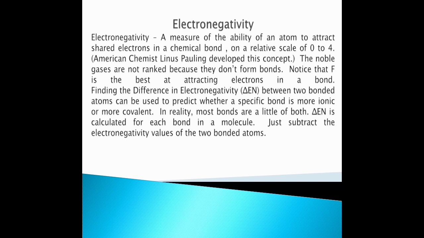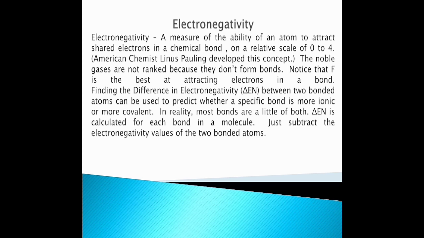Electronegativity. Electronegativity is a measure of the ability of an atom to attract shared electrons in a chemical bond, on a relative scale of 0 to 4. American chemist Linus Pauling developed this concept. The noble gases are not ranked because they do not form bonds. Notice that fluorine is the best at attracting electrons in a bond.